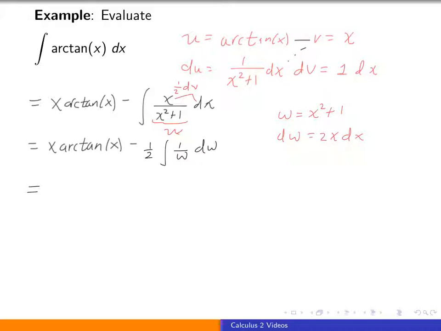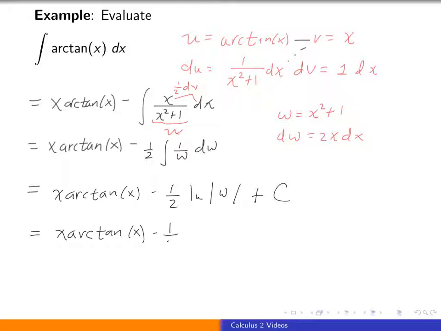Keep in mind that we typically may have to apply more than one method of integration. We started with integration by parts, but the resulting integral might require a separate method, here substitution. So we have x arctangent of x minus 1/2 the natural log of the absolute value of w plus c. And our last step is to resubstitute. The single w that we have needs to be replaced with an x squared plus 1. Note x squared plus 1 is always a positive quantity, so we do not necessarily need the absolute values, but just as a matter of good practice, I will typically leave them.